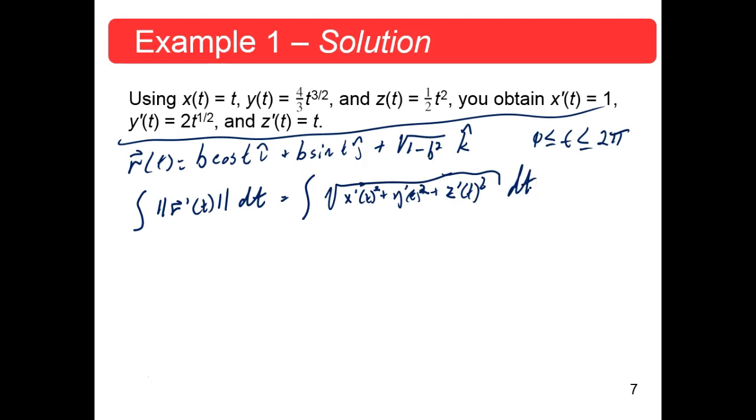It's the magnitude of the r prime vector. That's what this is. So it'd be the square root of this one squared plus that one squared plus that one squared. And by the way, this is going from 0 to 2 pi, these are your limits of t, so this would be a definite integral from 0 to 2 pi.